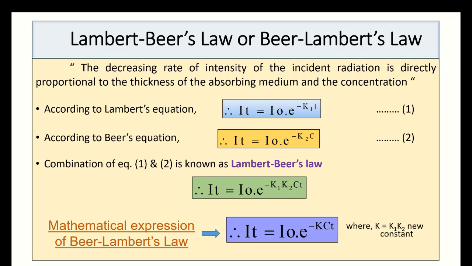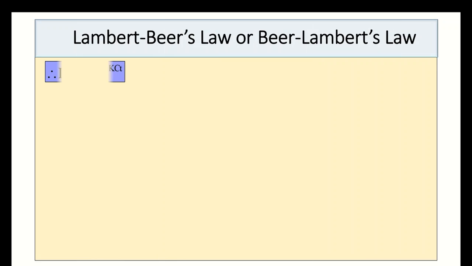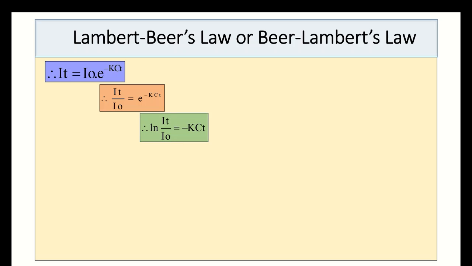Now this again we can write in various terms, Lambert-Beer's law. We have the equation IT is equal to I0 into e to the power minus kCt. This we can rearrange and write as IT by I0 is equal to e to the power minus kCt. Or if you want to write in terms of ln, we write ln IT by I0 is equal to minus kCt.